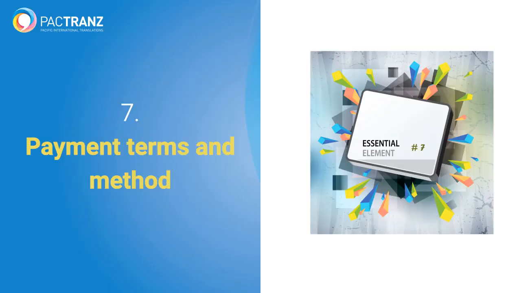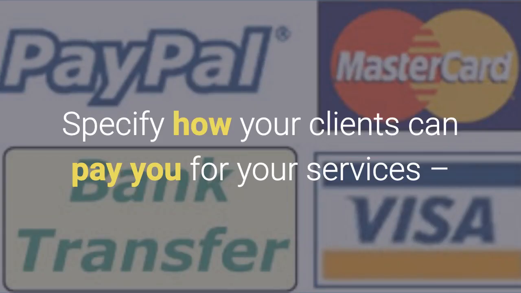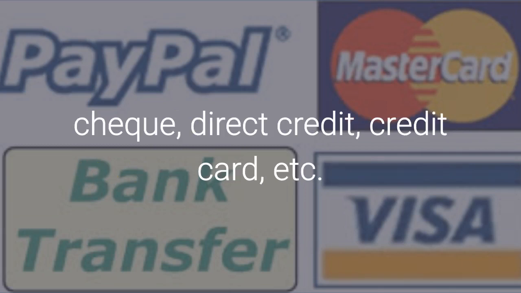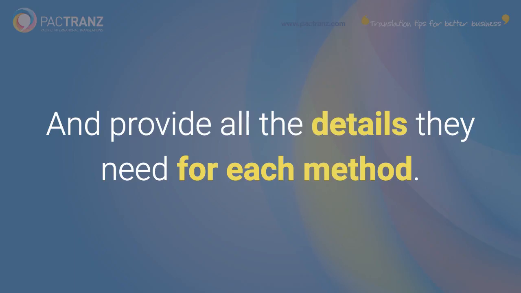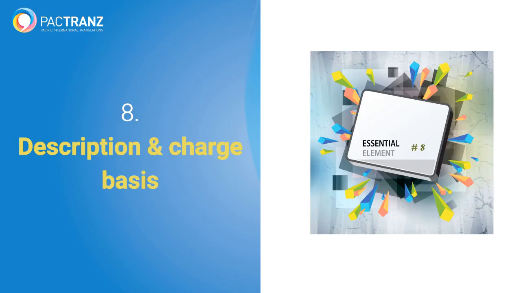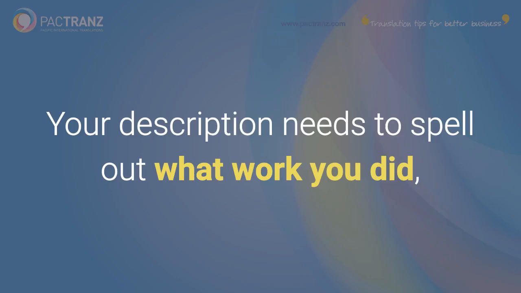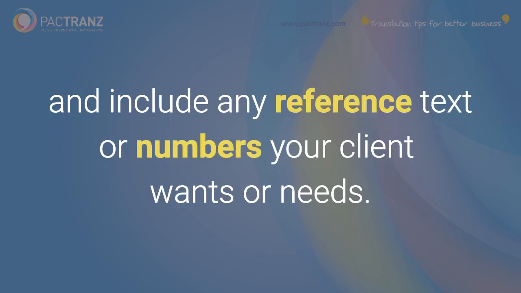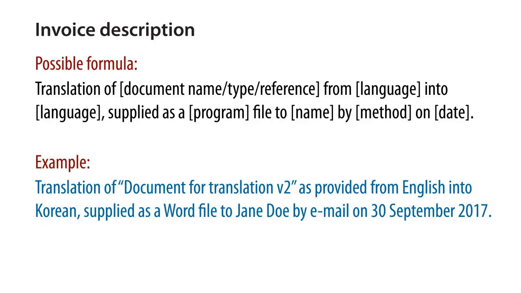Number 7, your payment terms and payment method. Specify how your clients can pay you for your services, for example by cheque, direct credit, credit card, etc., and provide all the details they need for each method. Number 8, description and charge basis. Your description needs to spell out what work you did and include any reference text or numbers your client wants or needs. Now I favour heaps of detail here, something like this.